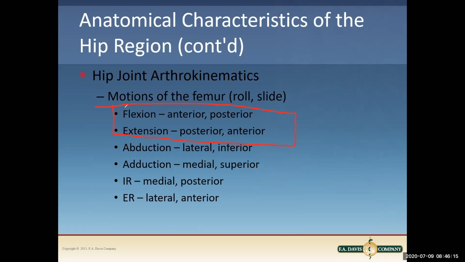In flexion, the femur is going to roll anteriorly and slide posteriorly. That makes sense. When I flex my hip up, it's starting to roll to the front, but in order to get into the socket, it's going to slide backwards. And then in extension, it's going to roll posteriorly, but it's got to slide slightly anterior to lock into the socket.